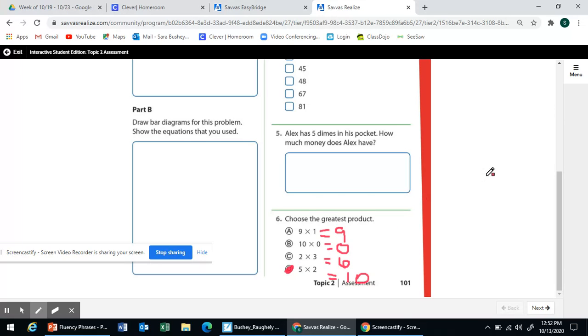So now here is your job. You did a great job following along with me. You are now to go onto Seesaw. And when you are on Seesaw, you are going to find the topic to review. And it is going over questions 7 through 13. I'm going to show you really quick what that looks like.